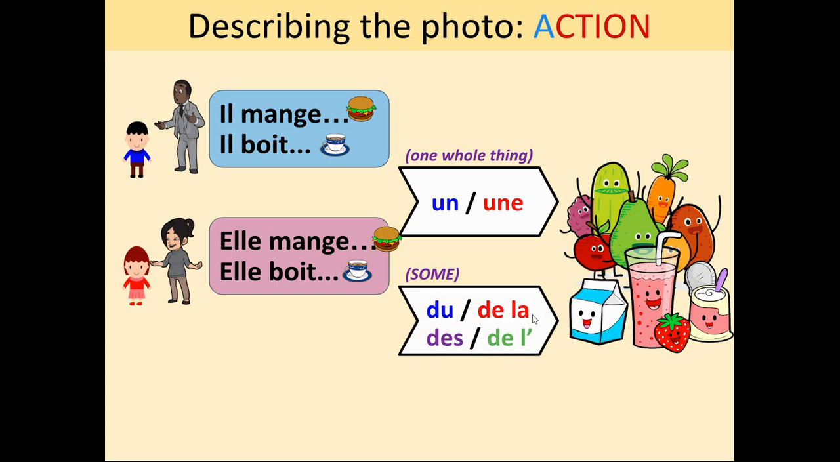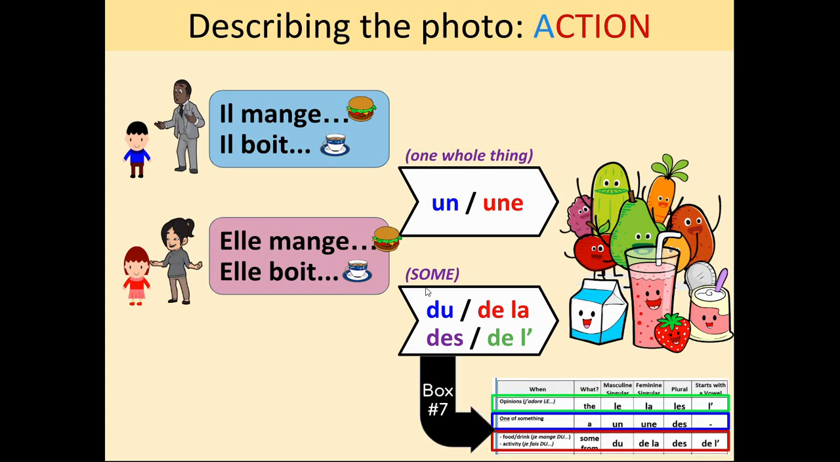Du is a food that is masculine. De la is a food that is feminine. Des is a food that is plural, for example, fruits. He eats some fruits. And de l is a food that starts with a vowel. It's very common with drinks, for example. Il boit de l'eau. He drinks some water. So to recap, we've got our verb, either one of something or some, and then whatever the food is.